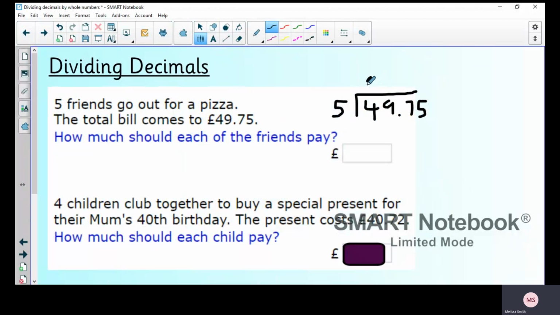And then we go ahead and we do our method. 5's into 4, doesn't go. We put the 0, carry the 4. How many times does 5 go into 49? Well, we know that's 9. Put the decimal point. What's my remainder? Because 5 times 9 is 45, but I've got 49 here. My remainder is 4. 5's into 47. Again, that's 9. What's my remainder then to get to 47? 2. 5's into 25. Is 5. There we have it. So each person will pay £9.95 for their part of the bill.